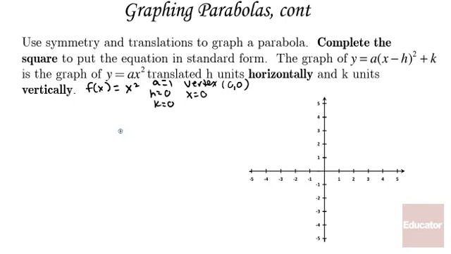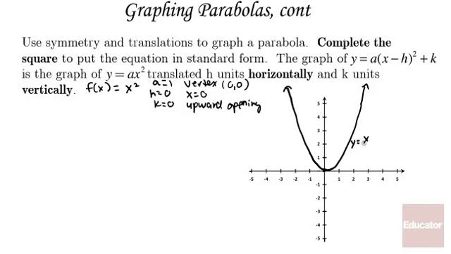Right now I'm just going to sketch it out and not worry about exact points, just so you get the idea. So since a equals 1, this is going to be upward opening. So the vertex is here at 0, 0. It's upward opening, and it's going to look something like this. All right. So this is my graph here of y, or f of x, equals x squared.